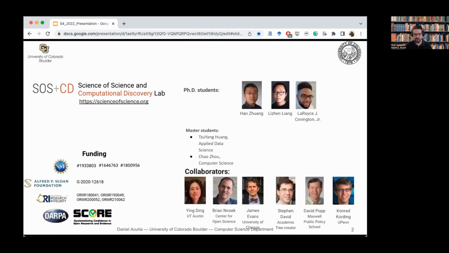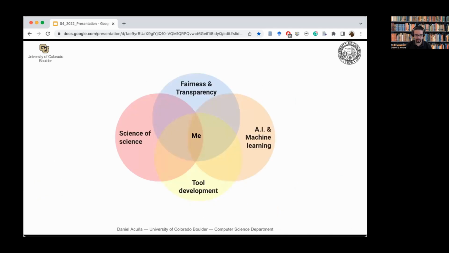Okay, none of this would have happened without the help of my students, Han and Lijen, who you probably know already, and the collaborators. I ran the lab here. Well, I was running it in Syracuse, and I'm moving to Boulder. Through the lab, I've had more than 20 students helping me, master students mostly, and the general support of funding agencies too, and an array of amazing collaborators.